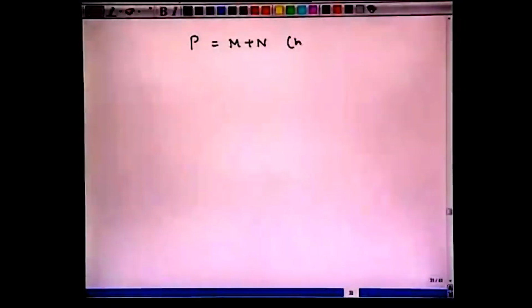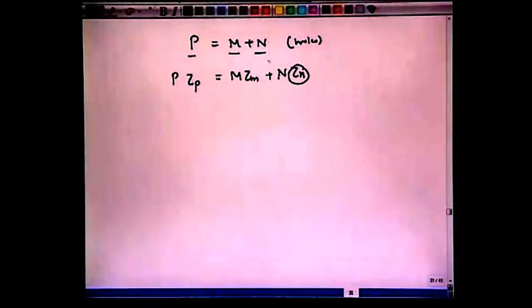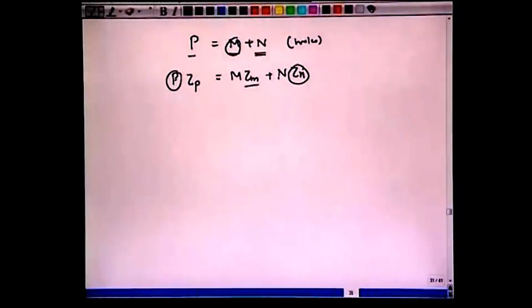Okay, so we are talking of some moles of M mixed with moles of N to give moles of P. Now if we make a species balance, P Zp equals M Zm plus N Zn. Zn would be the mole fraction of A in this binary mixture of N, and Zm is the mole fraction of A in the binary fluid of M. When we mix these two, we have this fluid P, which is nothing but M plus N, and this has a mole fraction of A as Zp.